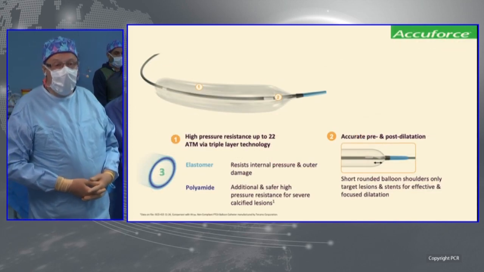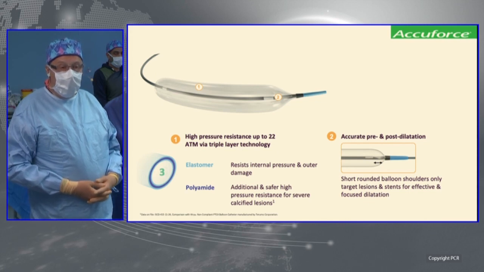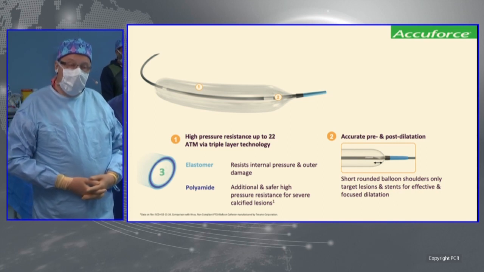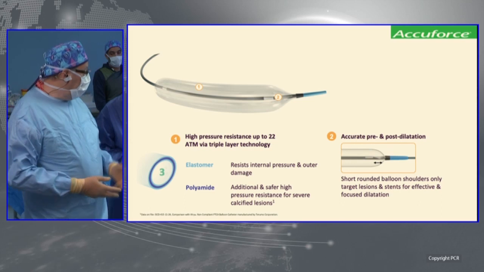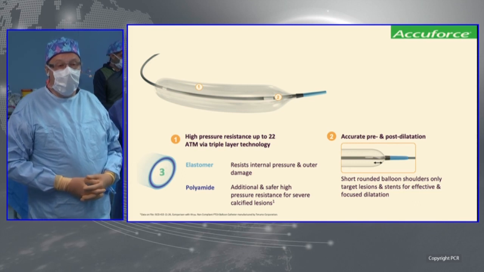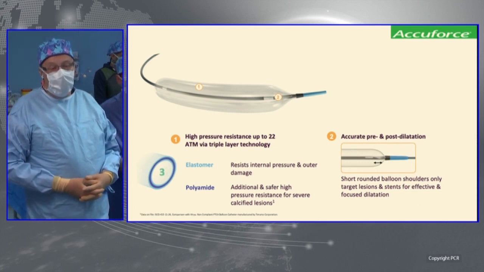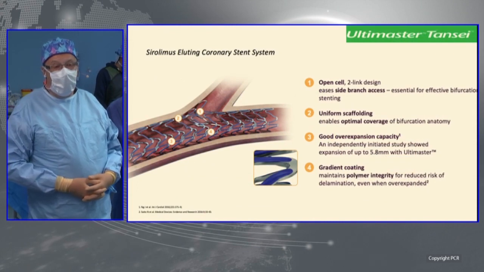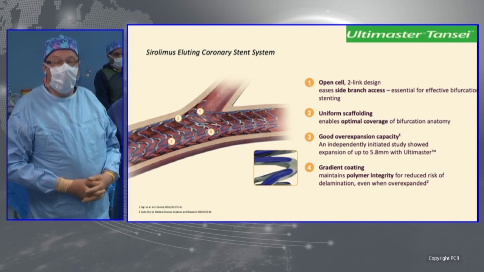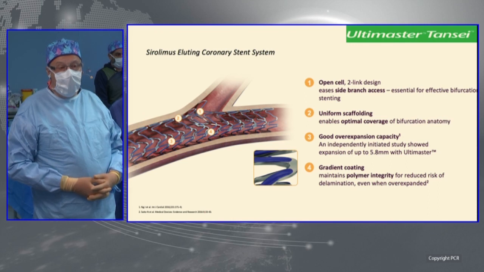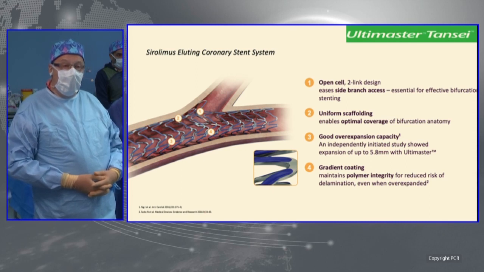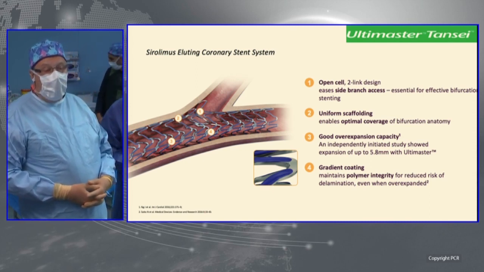The AcuForce, which is a well-known non-compliant balloon with good crossability and capability for doing kissing with large balloons in a 6 French guiding catheter, which is the case of today. We use a 7 French in this patient to be comfortable for the OFDI, but we can do kissing in 6 French if necessary. And the stent will be Ultimaster Tansei, which is a new version of the Ultimaster, which has the same features in terms of bifurcation capability regarding the access to the side branch, the opening of the cells, and the capability of further expansion in the proximal part of the main stent.